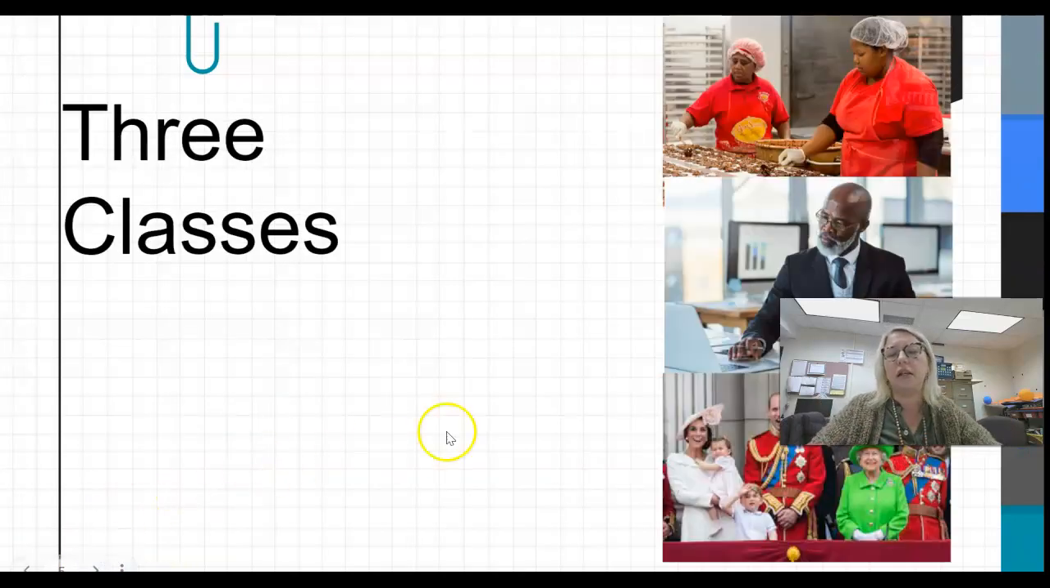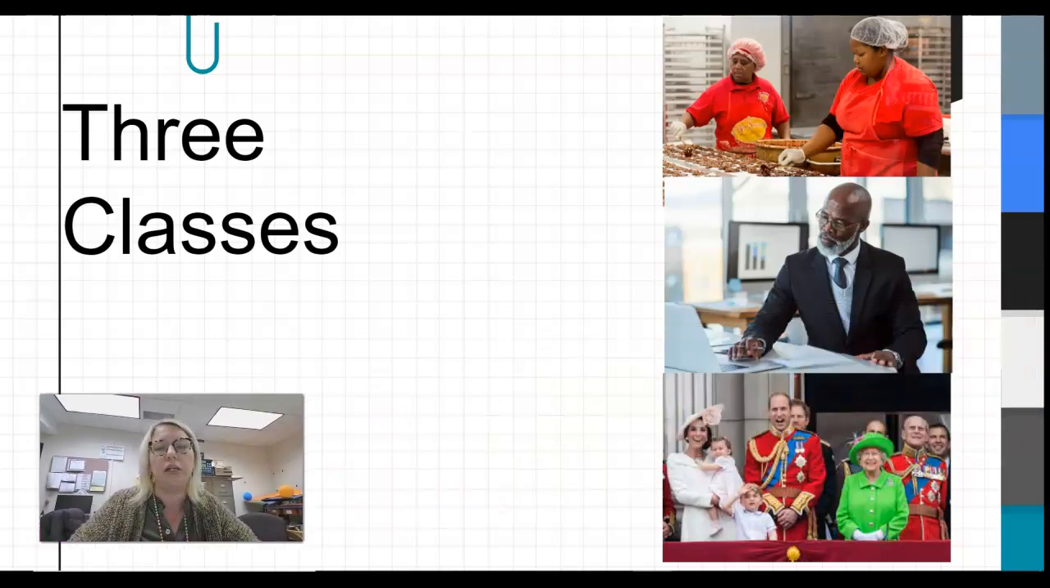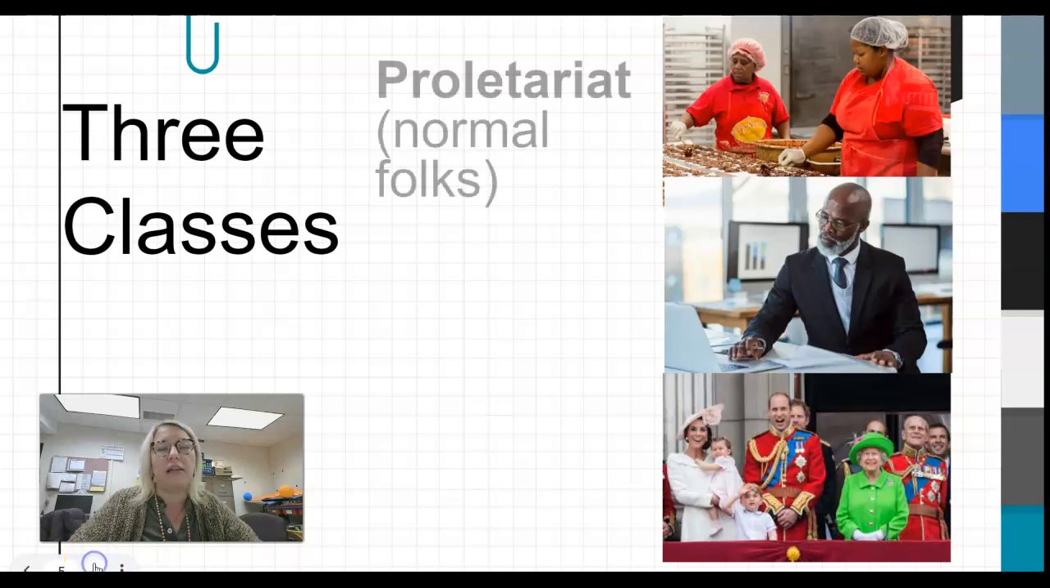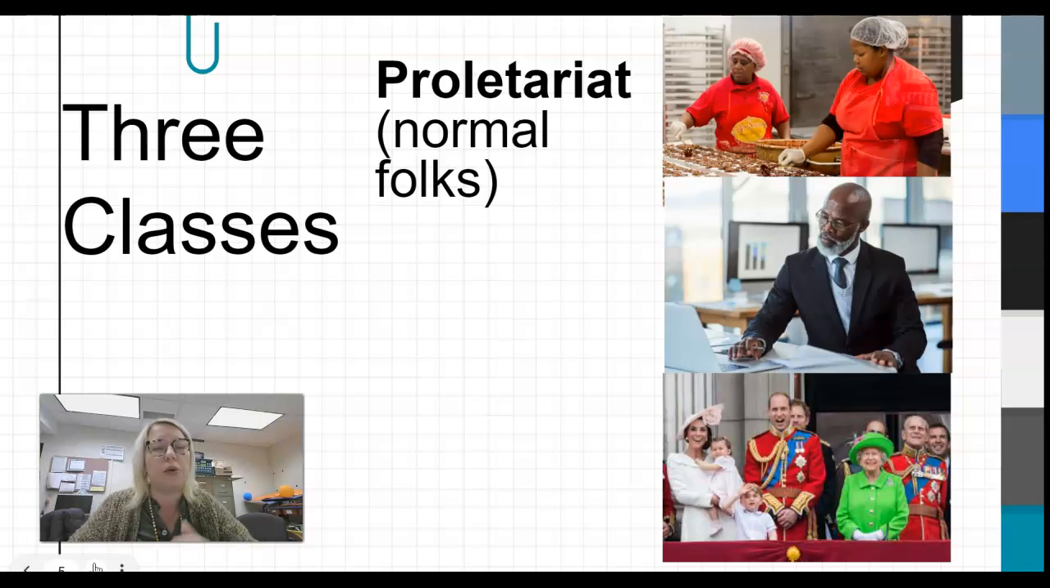He says in his theory that there really are 3 classes, okay? The first class is the proletariat. And this is just the normal people working 9 to 5, paying their bills, living paycheck to paycheck. They don't have anything fancy, and they're probably working under a lot of different bosses. It's probably like most of us.